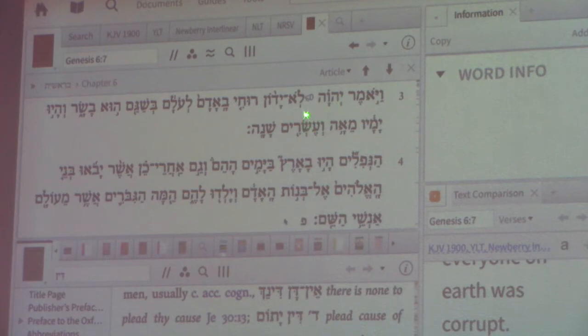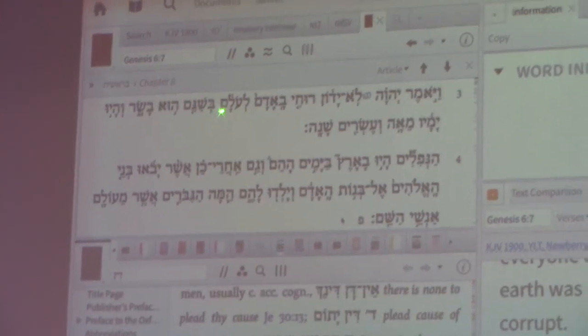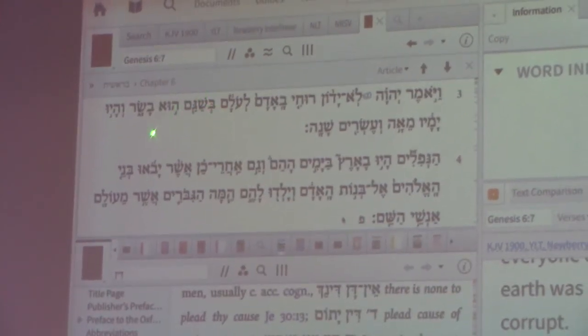Vayomer Yehovah lo yadon ruchi ba'adam le'olam beshagam hu basar. Look at this. Basar vehayu yamav me'ah ve'esrim shana. Okay, so I can read sometimes better than I can pronounce, okay?